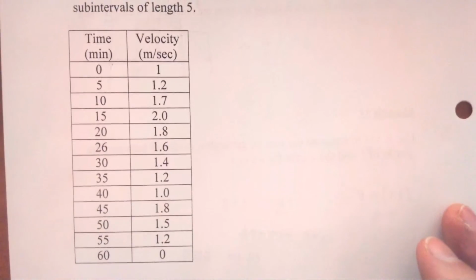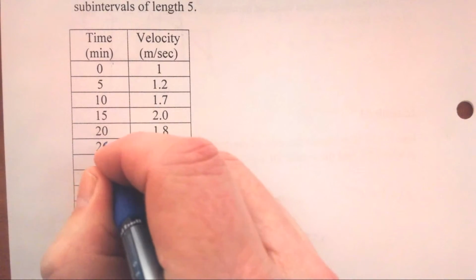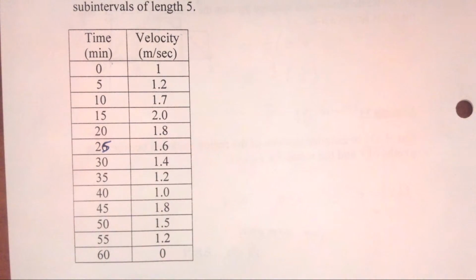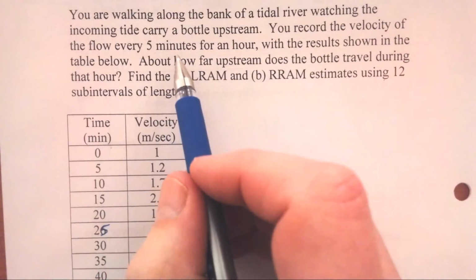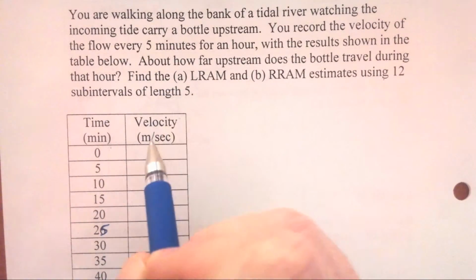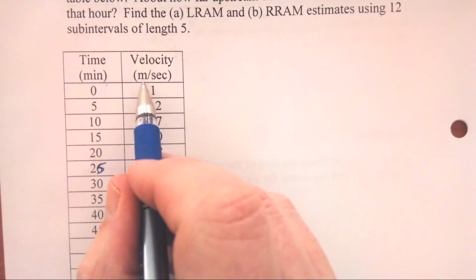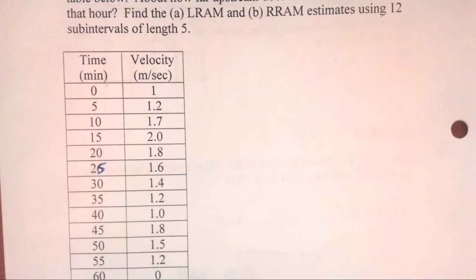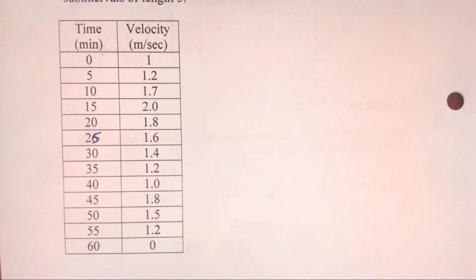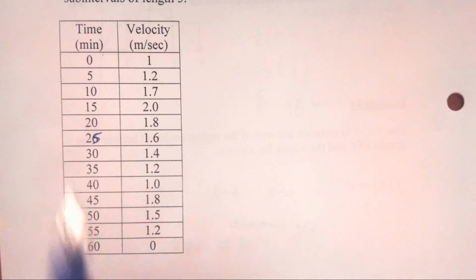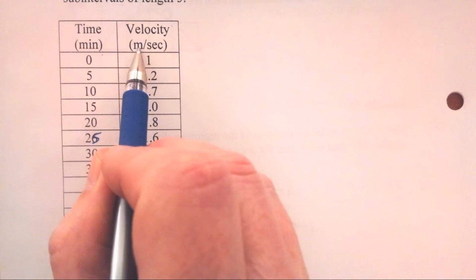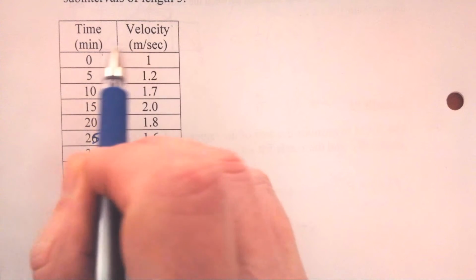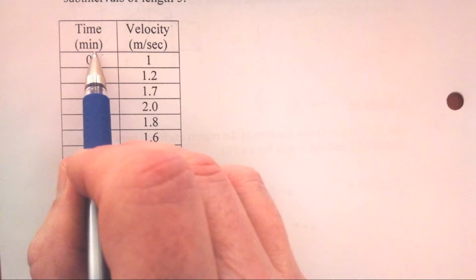Now, first thing in this, I believe this is a misprint. This should be 25. If not, it changes this problem a little bit. The next thing I look at, our time is in minutes, but every 5 minutes for an hour, our velocity is in meters per second. And basically when we're finding areas, we're multiplying the height of the graph, the velocity, meters per second, times the x-axis value, which is minutes.